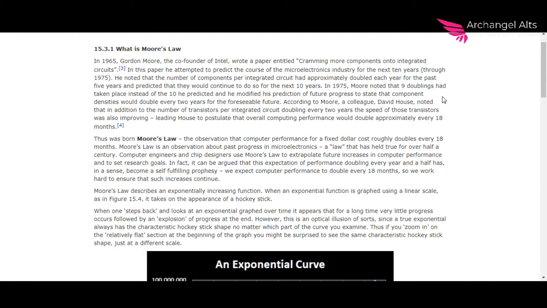In '75, Moore noted that 9 doublings had taken place instead of the 10 he predicted, and he modified his prediction of future progress to state that the component densities would double every 2 years for the foreseeable future. Colleague David House noticed that not only that, but the speed of those transistors was also improving, making him believe that you would see a doubling of both the number that could be fit in the same location, and the speed or power of the processing, the better the performance.